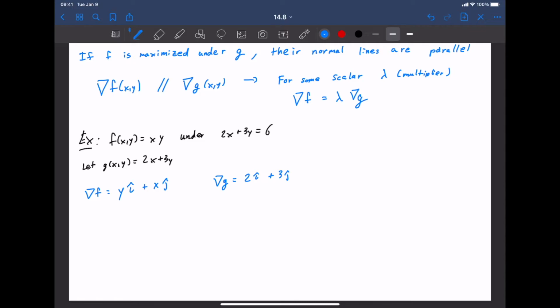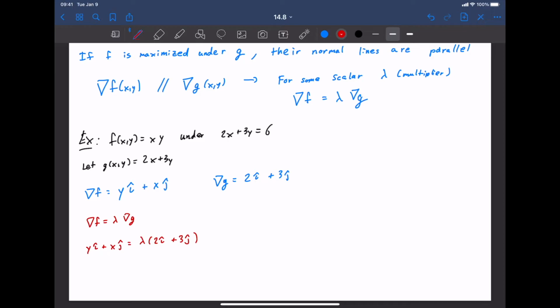So the scalar multiple equation, the whole idea of this lesson is that we want to set these two equal to each other so that the gradients, the normals, are parallel, and so that they'll be just touching. Well, that's relatively easy now. It's y i hat plus x j hat equals lambda times 2i hat plus 3j hat.